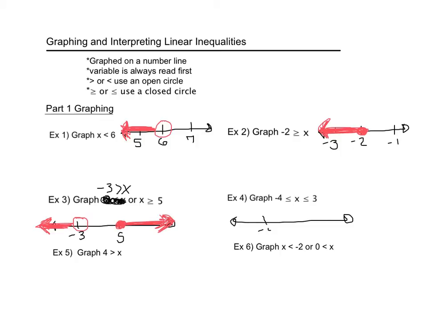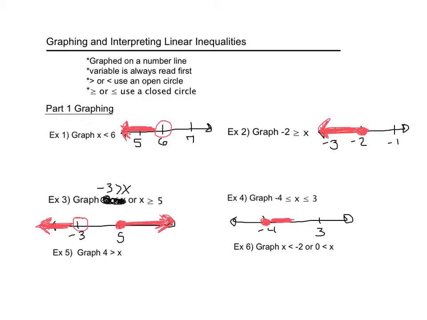I'm going to make sure both -4 and 3 are on my graph. And I'm going to do each piece individually. So looking here first, it looks like I need a closed circle at -4. And reading the variable first, I read x is greater than or equal to -4. So I want to shade to the right.